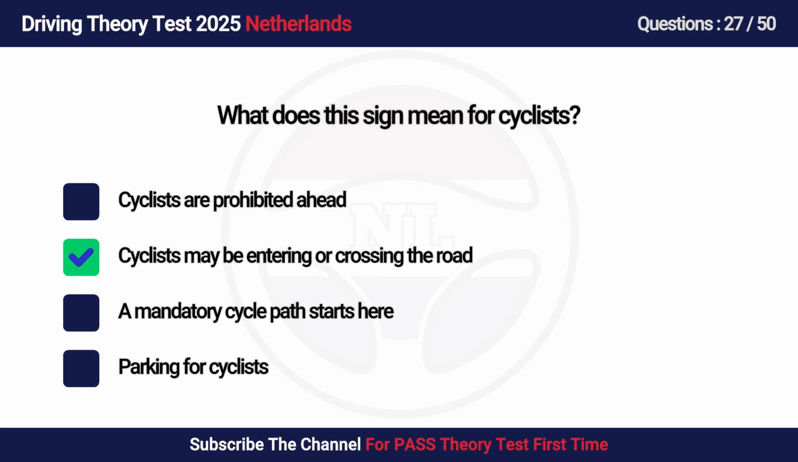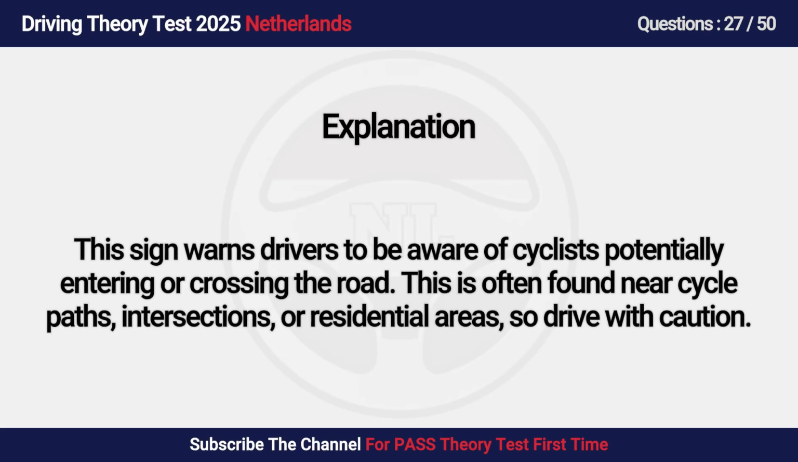Answer is B. Cyclists may be entering or crossing the road. This sign warns drivers to be aware of cyclists potentially entering or crossing the road. This is often found near cycle paths, intersections, or residential areas, so drive with caution.